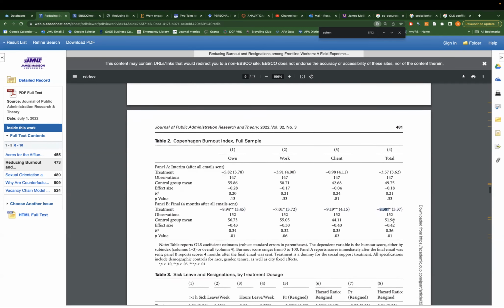This one is interesting because in their regression the beta weight is indicated as an actual number. It's not standardized. Sometimes they're standardized, sometimes they're not. In this case, we can tell that it's not standardized, which means we're using the raw score of burnout as the outcome variable. It says it here. It will tell you if they're using standardized regression coefficients.